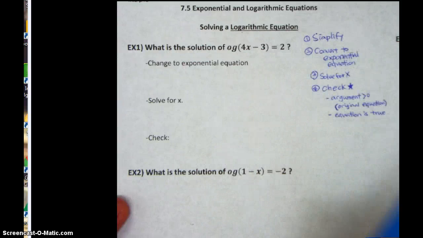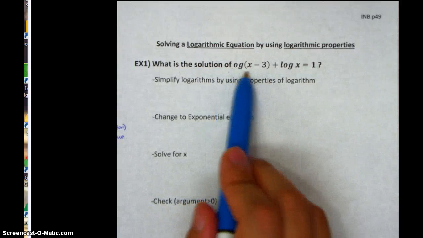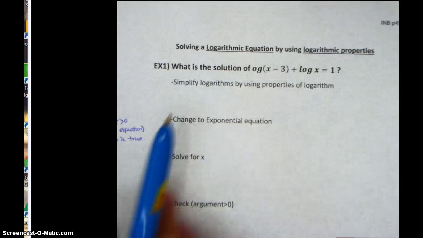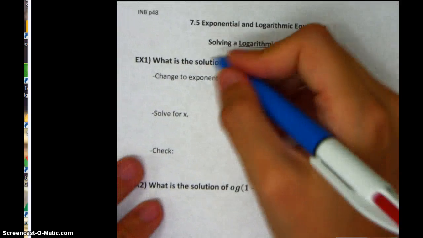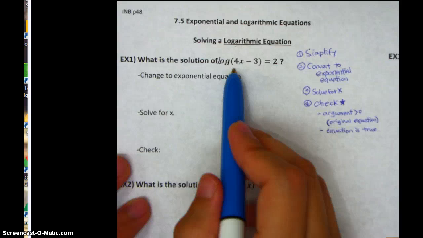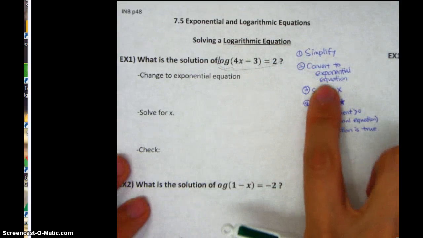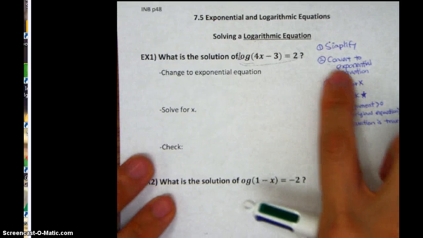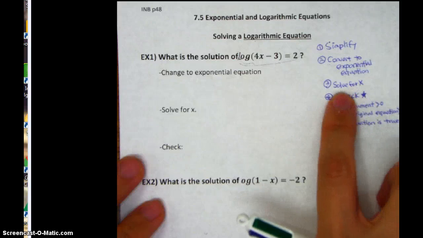That means sometimes you have two logarithms in the equation, like that one, so you want to simplify that as one logarithm. That's actually a typo. That's LOG, not OG. Once you have just one single logarithm, you want to convert that into an exponential equation. After you convert that, you want to solve for x. In other words, just find x.